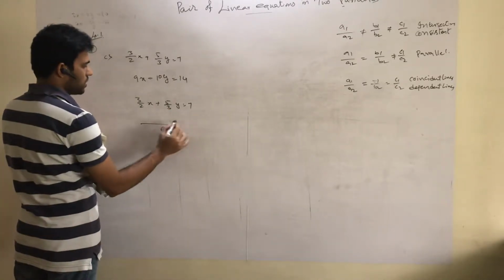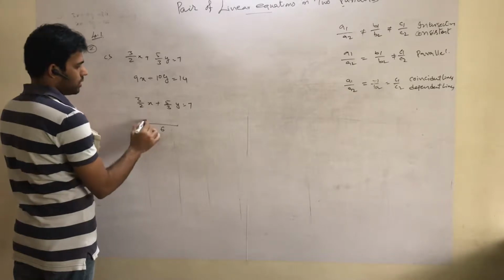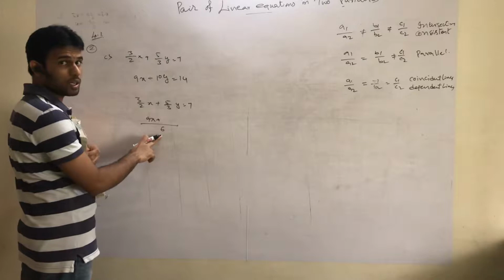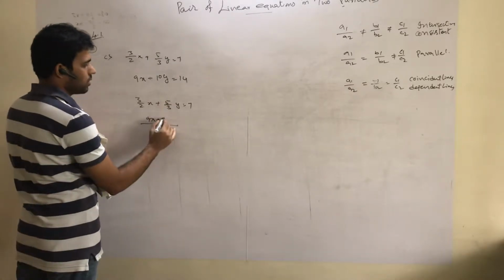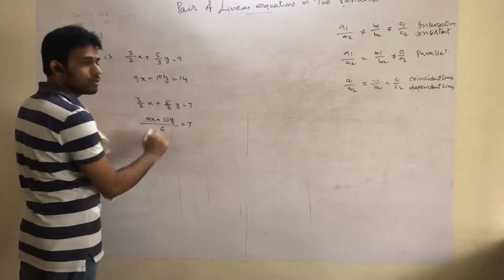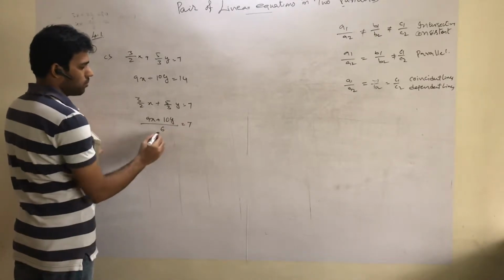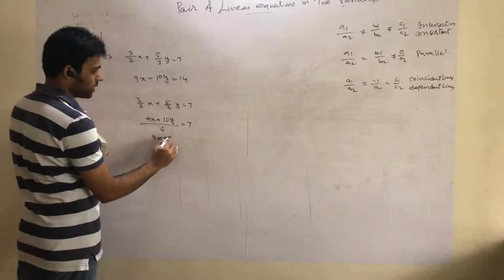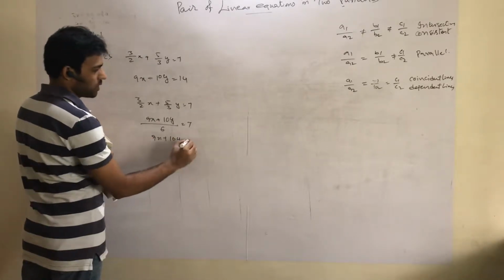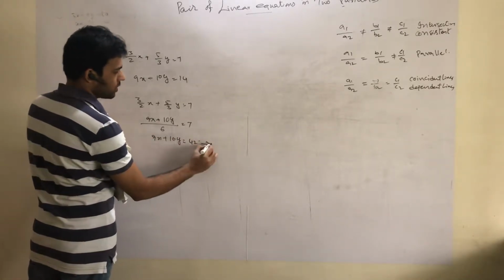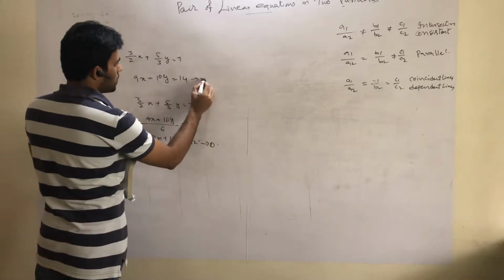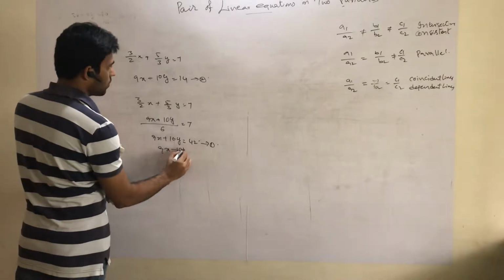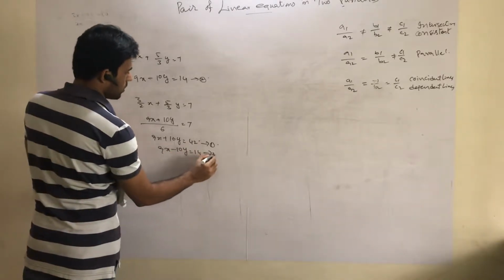So the LCM becomes 6. So 2 goes into 6, 3 times, and 3 into 3 is 9x, plus 3 goes into 6 twice, so 2 into 5 is 10, that is 10y, equal to 7. If I send this denominator to that side, it multiplies, so the equation becomes 9x plus 10y equal to 6 times 7, that is 42. So this is equation 1, and you already have equation 2. So what is equation 2? 9x minus 10y equal to 14.